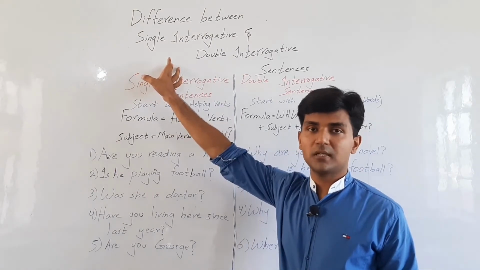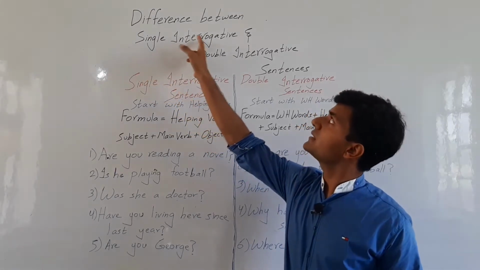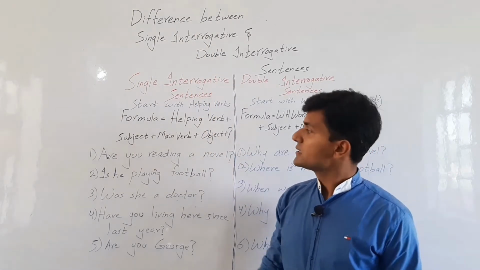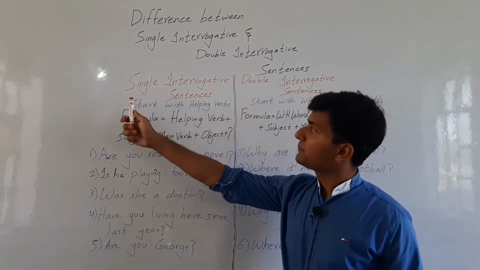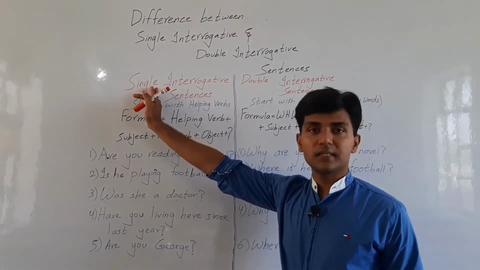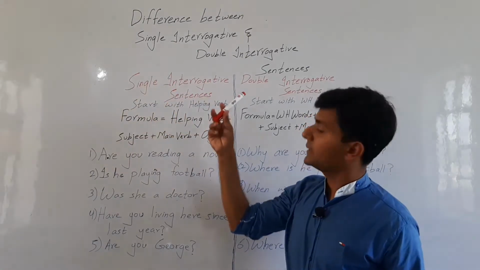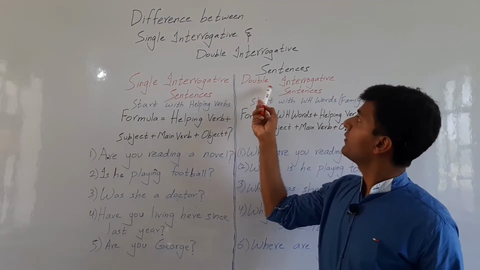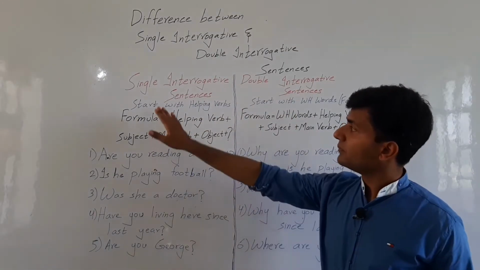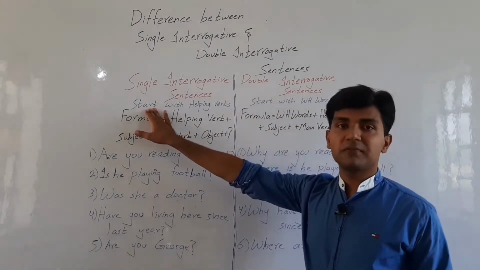So friends, as I have told you, today we have to check the difference. We have to differentiate between what are single interrogative sentences and what are double interrogative sentences. So look at the board. This part is written for single interrogative sentences and this part is written for double interrogative sentences. So what's the difference between them?